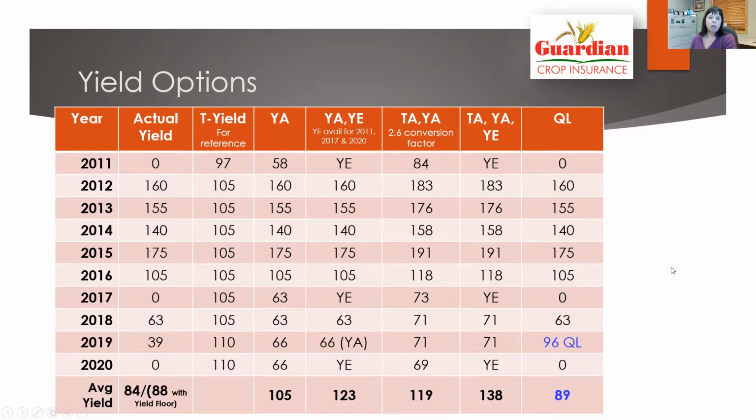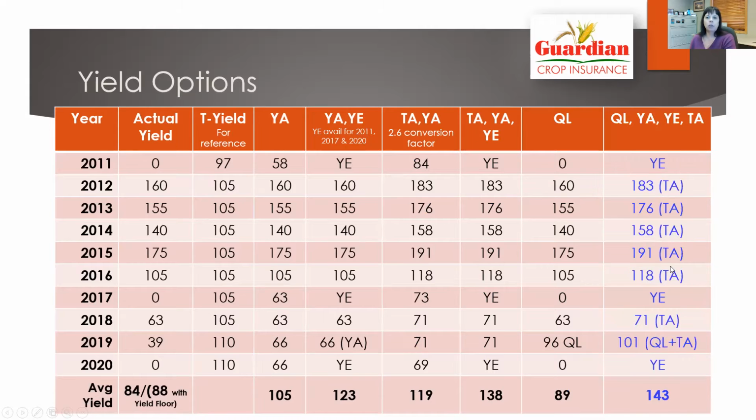Ideally, a lot of these options work together to help build it up. So now we're going to add all 4 of those options together and put them on the policy. We're going to have the yield exclusion for 2011, not going to use that yield. We're going to have the TA working on 12, 13, 14, 15, and 16. Exclude that 2017 FAT 0. In 2018, we put the trend adjustment on. And then in 2019, we have the quality loss plus the trend adjustment. So that brings it up even more. So look at that, a 143 average by adding all 4 of those options on.